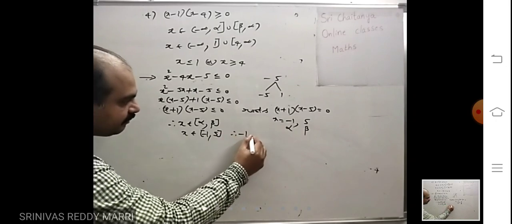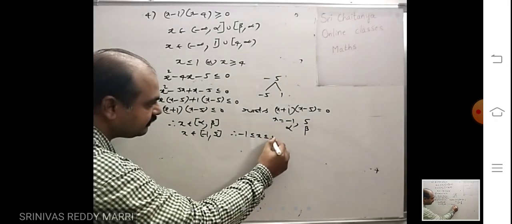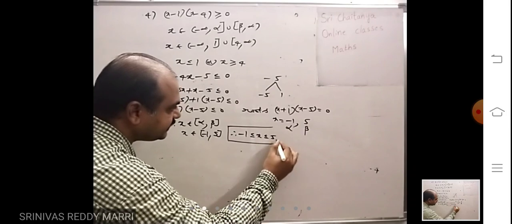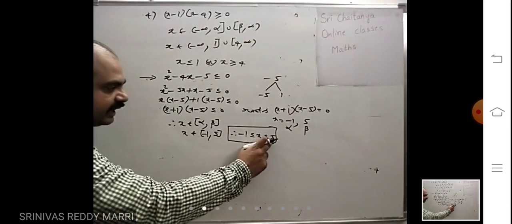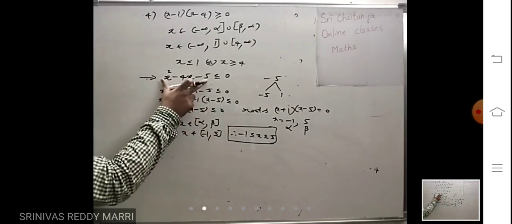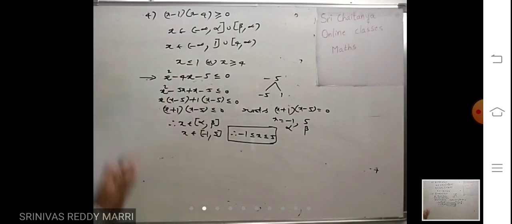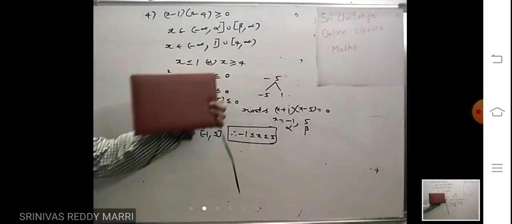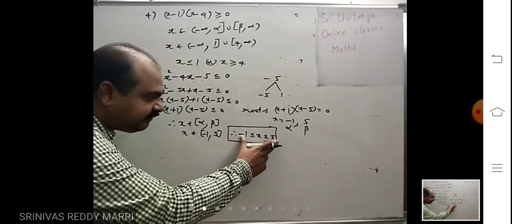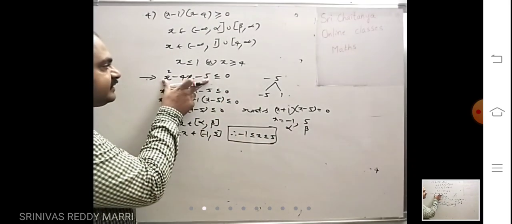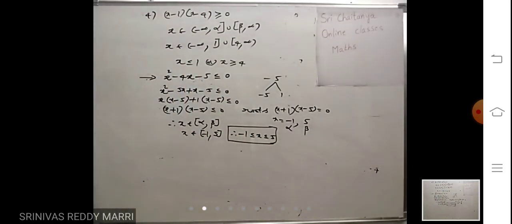This means what? Minus 1 less than or equal to x. x lies between minus 1 and 5. Between minus 1 and 5, you substitute any value, this will be less than or equal to 0. So this is called solution set of the given inequality. That means if you substitute any x between this and this, left side quantity will be less than or equal to 0. Right? So that is the solution. That is how to factorize.